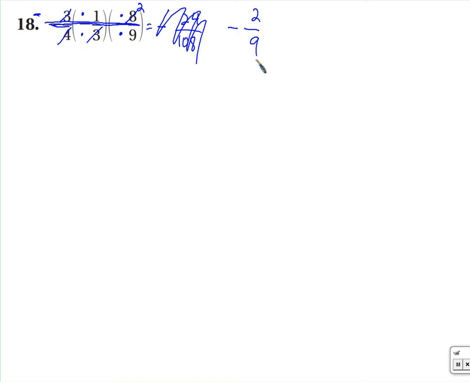That's all cross-canceling is. It's just recognizing these numbers are about to get mushed together into one fraction. Why don't I just think of it as one big old fraction that has already been factored into the numerator and denominator, and then divide those factors out. Right, so that's it. Any questions?